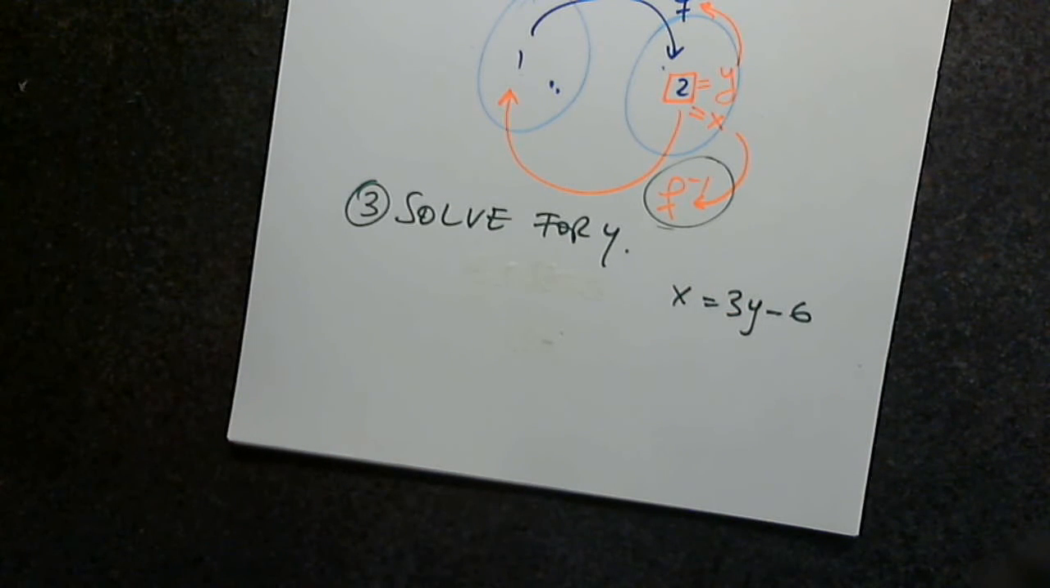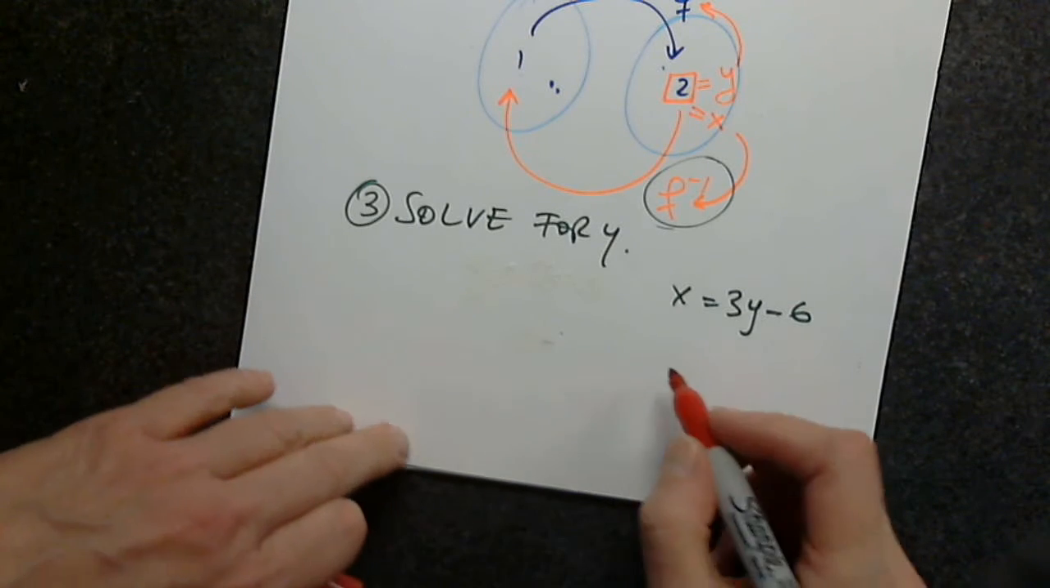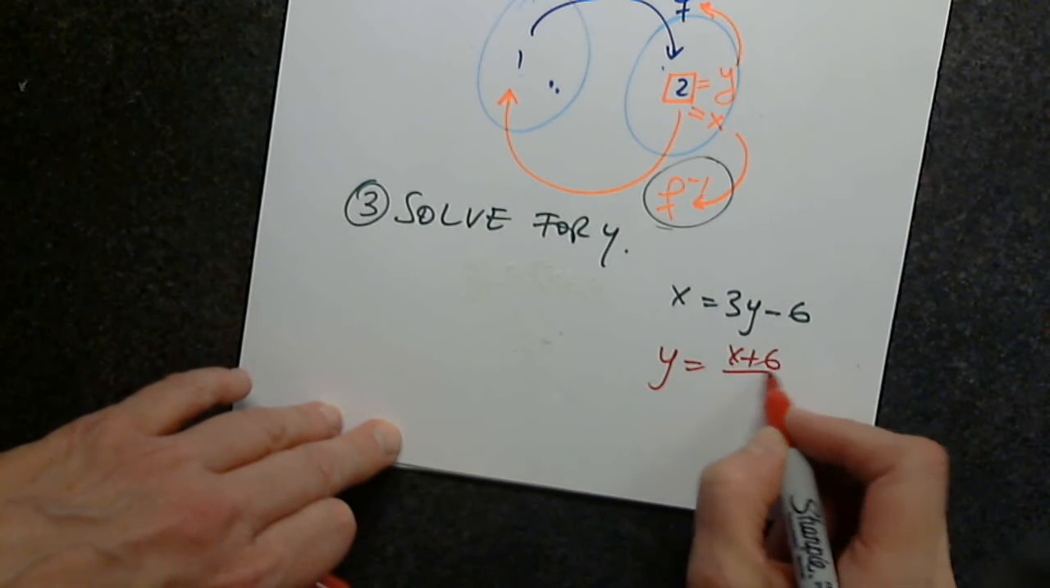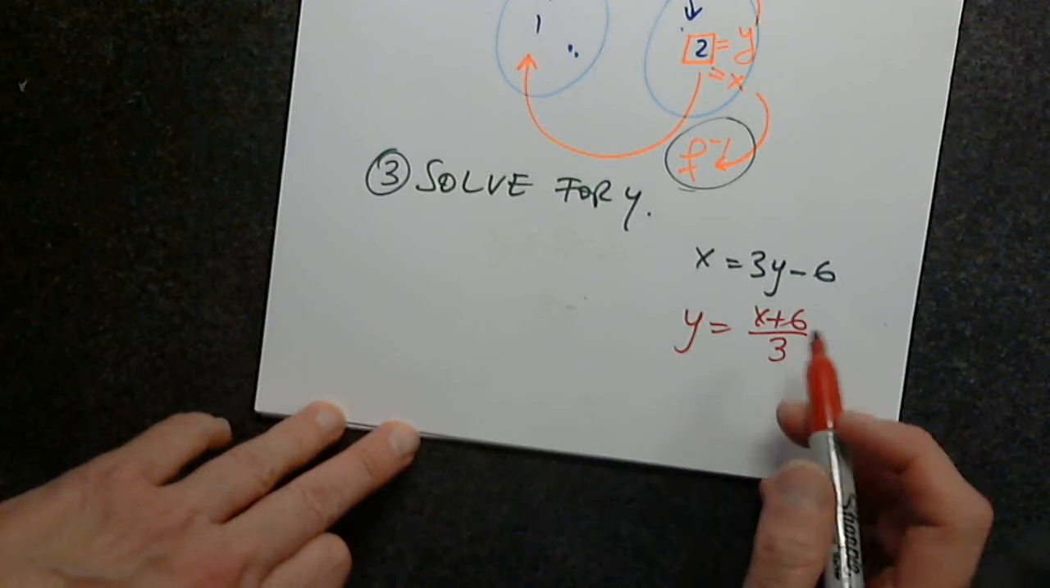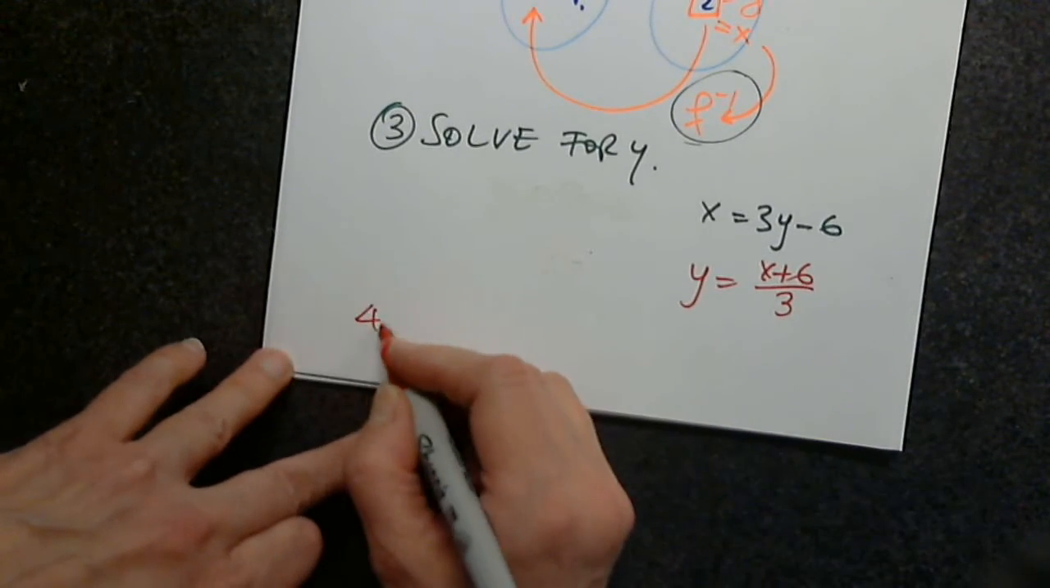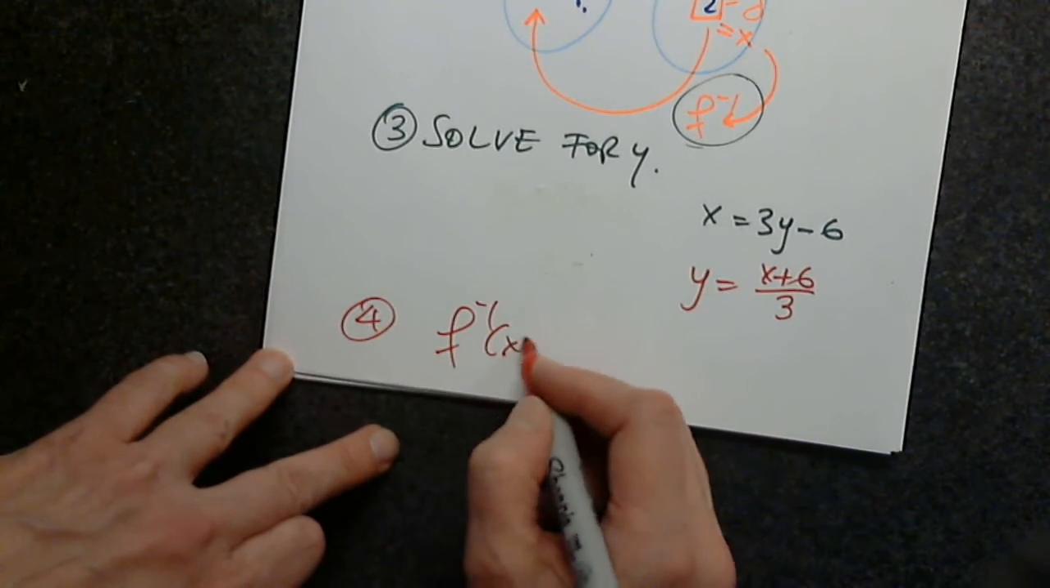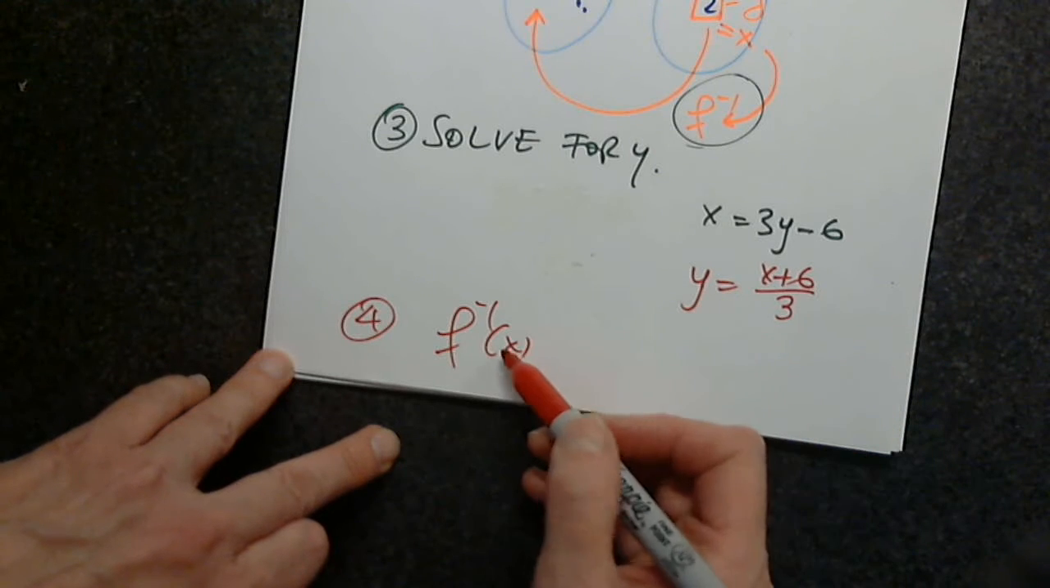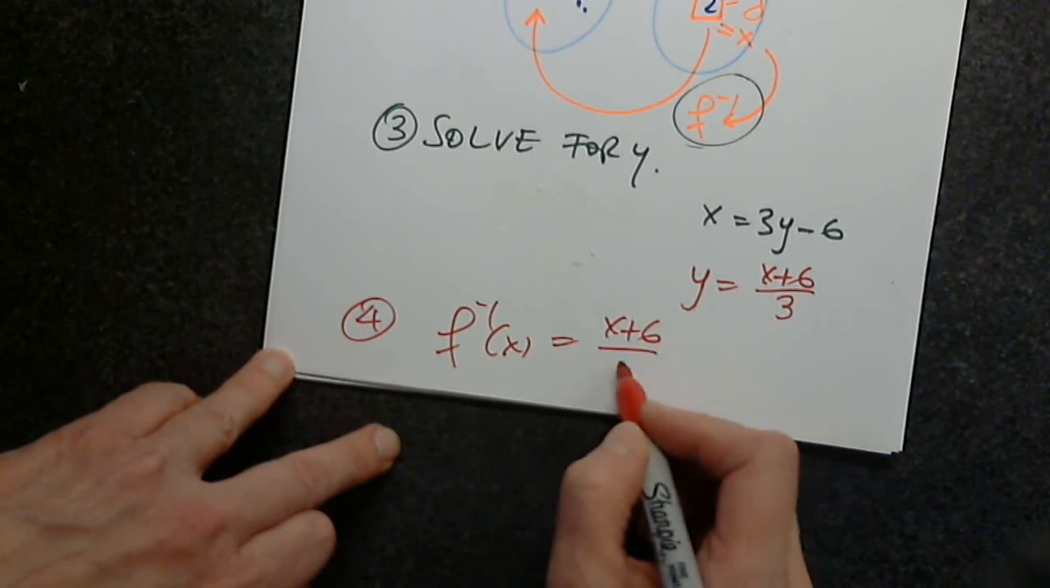So we add 6 and we divide by 3. So then y equals (x plus 6) divided by 3. Do not attempt to simplify anything. And in the final step, we have f inverse. This is what I have to replace y by. And this is (x plus 6) over 3.